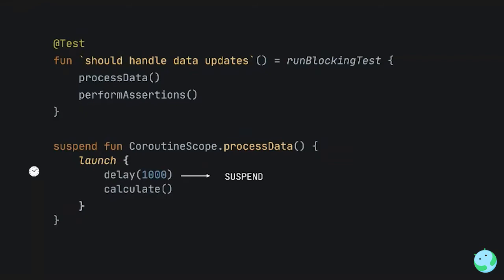And the problem with that is that it has unintended consequences. That's not the behavior I want. Before I perform the assertions, I want this coroutine to go ahead and begin executing, go past this delay.